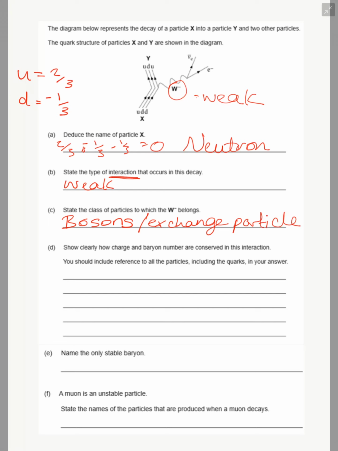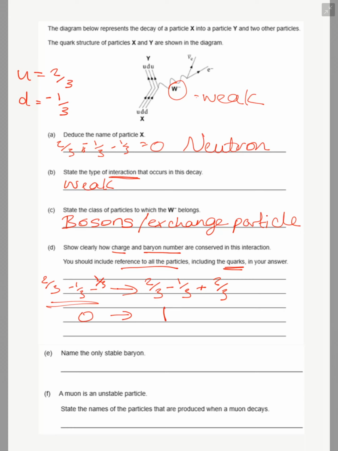Show clearly how charge and baryon number are conserved. You should refer to all particles, including the quarks. So with this one, before you have up, down, down. So you've got 2/3, -1/3, -1/3. And then that turns into an up, down, up. So it's 2/3, -1/3, +2/3. So that is showing that this on the left is equal to 0, and this on the right is equal to 1.